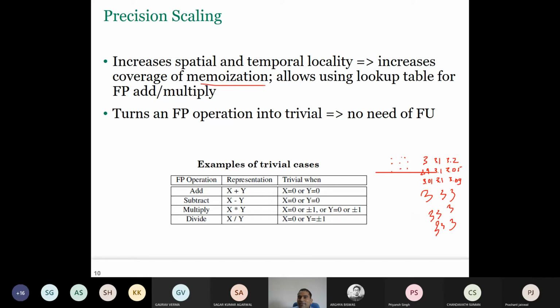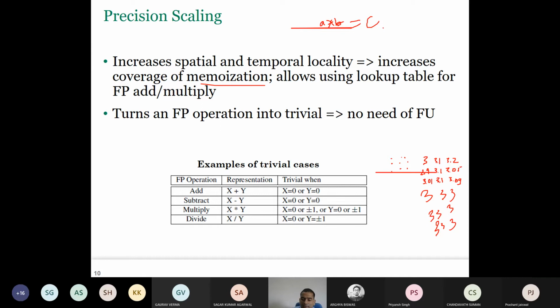What is memoization? I will tell. In memoization, we use a lookup table instead of doing the actual operation. Let me just first explain in simple terms. Suppose you have the numbers A into B equals C. Okay. So now usually, as you know, multiplication takes a lot of cost.